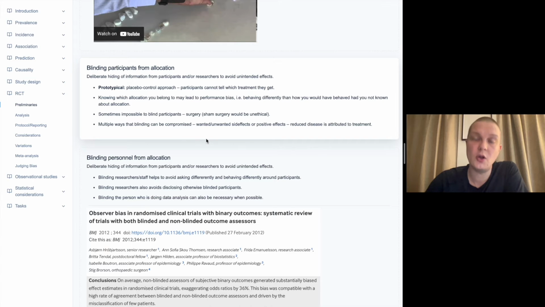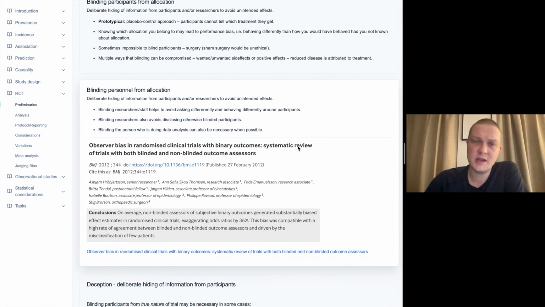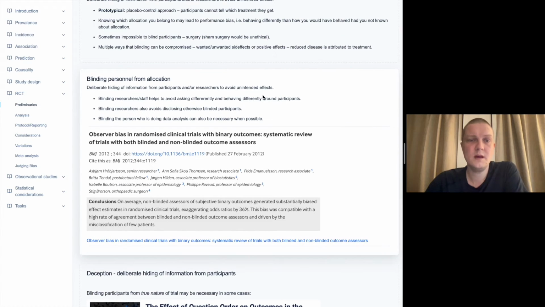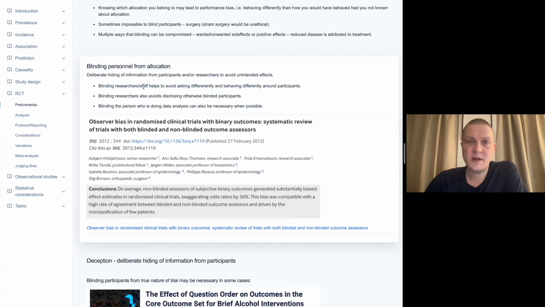Okay, so blinding has a lot of consequences, more than the ones I've listed here. Blinding personnel from allocation is equally important. Blinding researchers and staff helps them avoid behaving differently around patients. It helps them to not actually disclose to participants which group they belong to. So if you blinded participants but didn't blind the research personnel, they might accidentally disclose which group they belong to. Blinding the person who's doing the data analysis could also be important, so that the data analysis isn't affected by knowing which group people belong to.